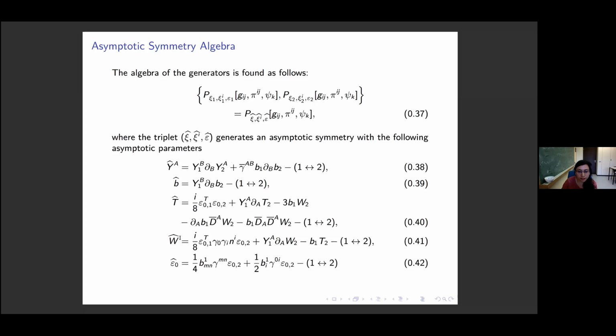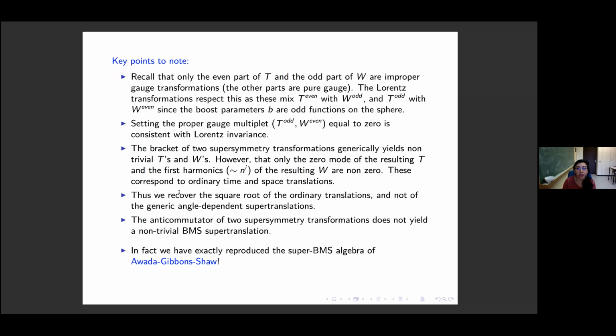So the Poisson bracket of 2 supersymmetries, what should it give? From here we see that the bracket of 2 supersymmetry transformations generically yields non-trivial T's and W's. But from the algebra, you can see that only the 0 mode of the resulting T and the first harmonics of the resulting W are non-zero. So these correspond to ordinary space and time translations.